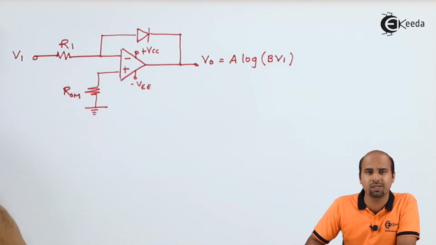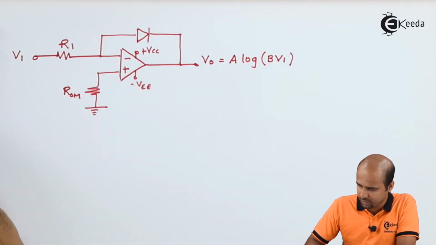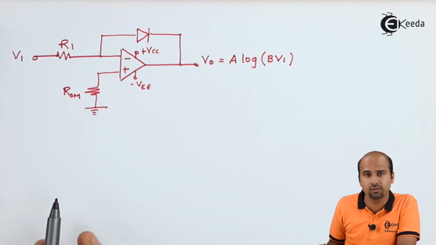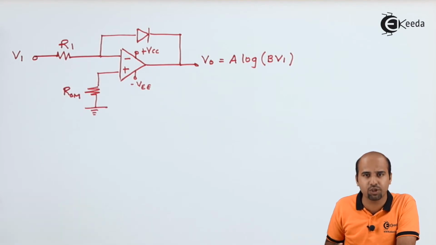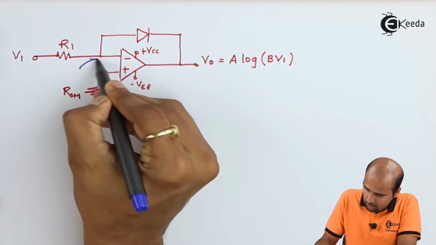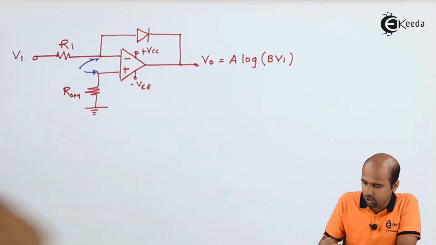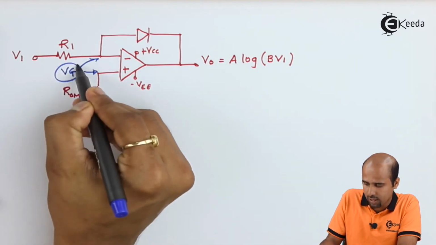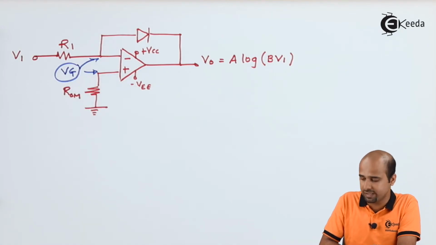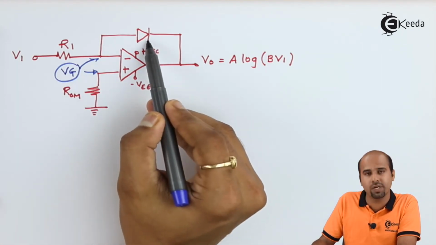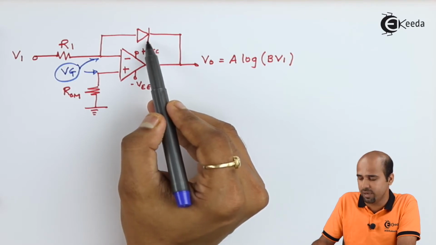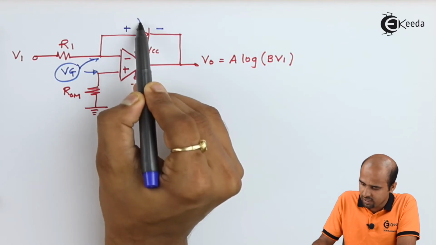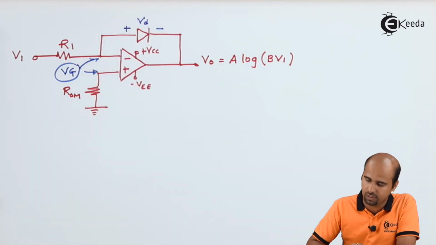BA can be anything in the form of constant value. Now to get this particular expression, we will start with the simple KCL and virtual ground concept. Here we are getting the virtual ground concept as we are getting in inverting configuration amplifier. This is inverting amplifier itself. I have just replaced the resistance RF by a diode. This is positive, this is negative, and here we are having the value Vd.